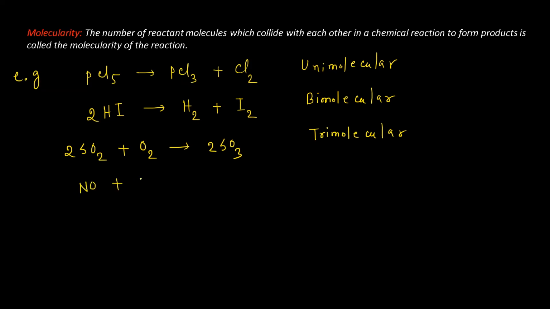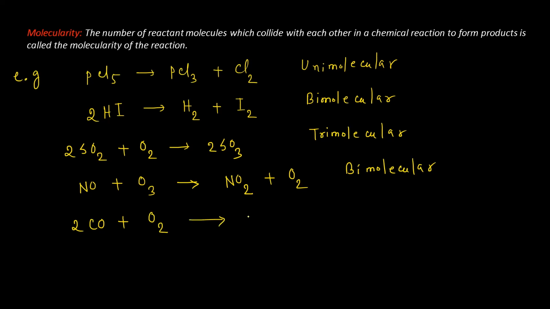Nitric oxide with ozone gives us nitrogen dioxide and oxygen. This reaction is bimolecular. Carbon monoxide with oxygen gives us carbon dioxide. This reaction is trimolecular.